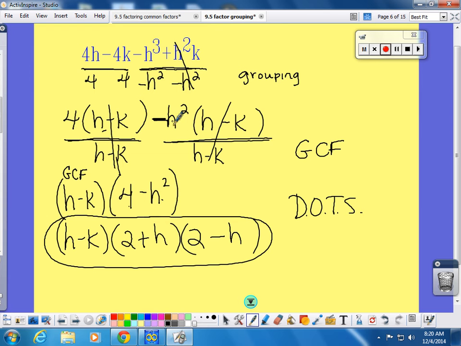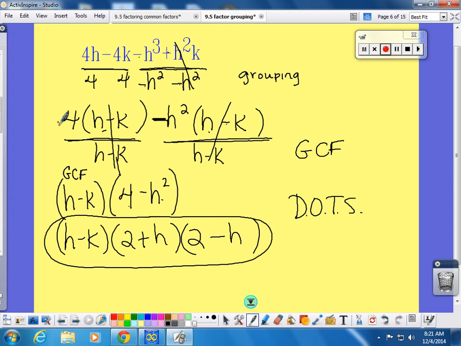So I factored out my negative h squared, and when I divided the bases, I subtracted the exponents, and a negative divided by a negative was a positive h to the first, and a positive divided by a negative was a negative k because those h squareds canceled. Are we good to right here? Yes.